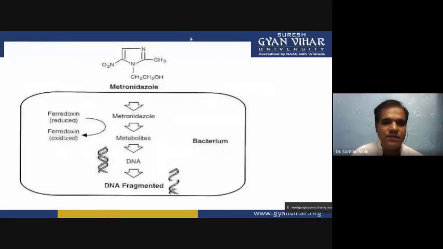So how is it happening? When we are treating with metronidazole, this is the chemical structure of metronidazole. Metronidazole comes inside the bacterium, and it will be metabolized. These metabolites inhibit DNA synthesis and transcription, and the DNA will be fragmented. So ultimately the cell will die, and we can easily control the infection.